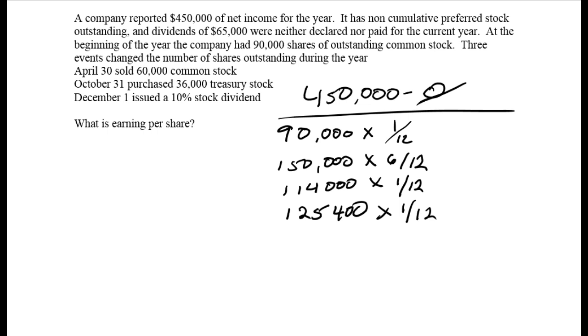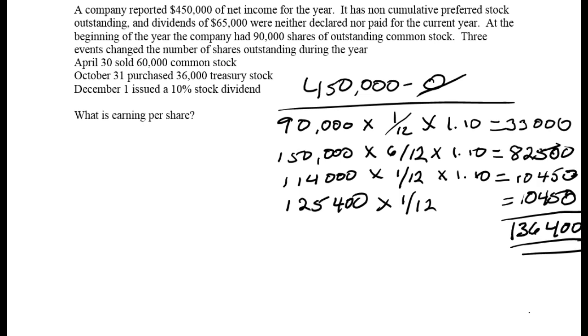Now I have to make that stock dividend retroactive because I received no new resources, and I'm going to be conservative and make it reflective as of the first period presented. I only have to times the first 3 periods by 1.10 because I grew the 114 by 1.10 already, and I'm going to use it to carry forward. Let's figure out the math now. My outstanding common shares, after you do the math, is 136,400. The resulting earnings per share, my last example, is $3.30.